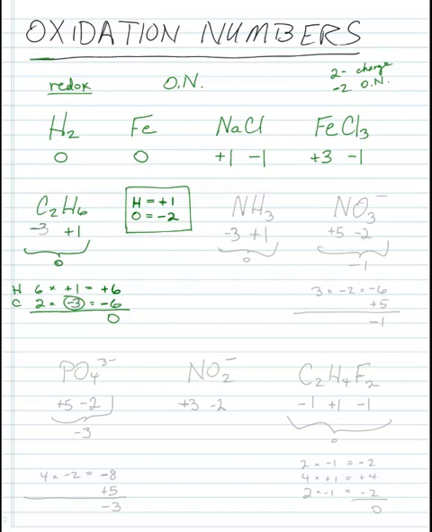So if I have a -3 taken twice, a +1 taken 6 times, that will add up to 0 overall. Let's do a couple more because this may not be too obvious yet, but it will come. Here's ammonia.